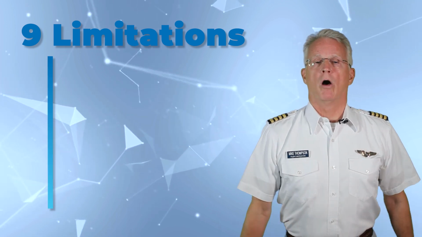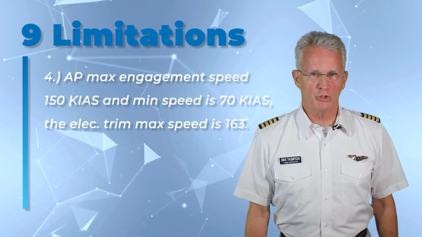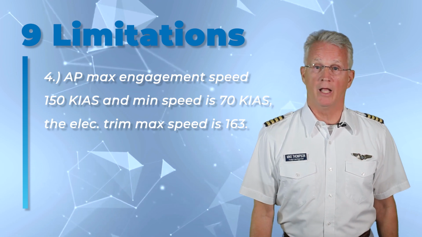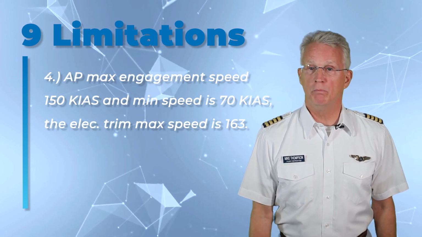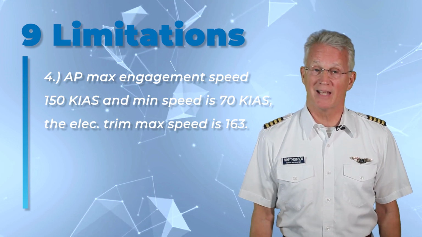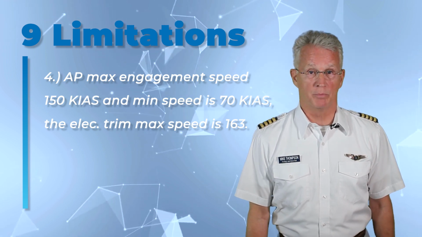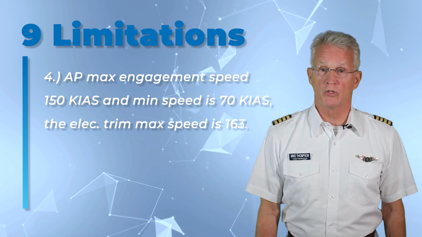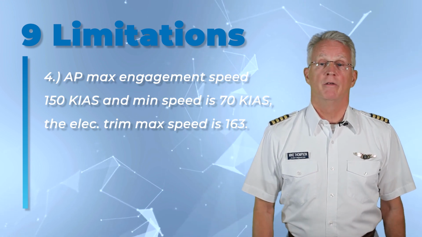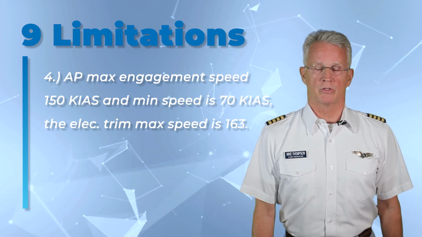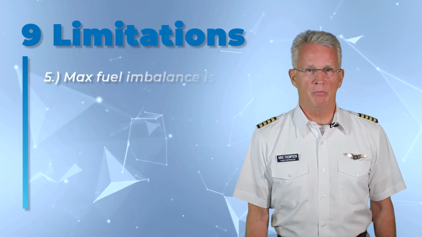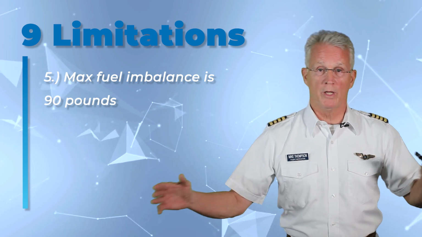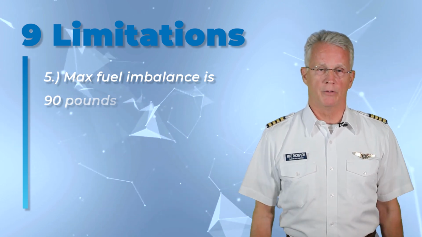Number 4, autopilot maximum engagement speed is 150 knots indicated airspeed, and its minimum engagement speed is 70 knots indicated airspeed. The electric trim's maximum speed is VNE or 163. Limitation number 5, maximum fuel imbalance between wings is 90 pounds.